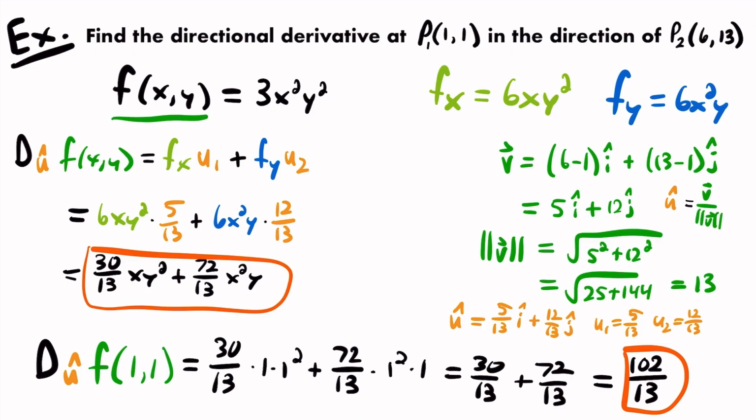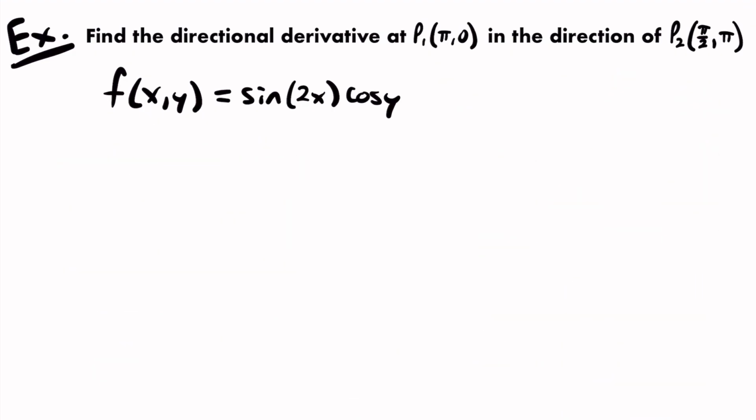Okay, let's take a look at one more example for this video. All right, so for our final example, we want to find the directional derivative at point P1 with coordinates of pi, 0 in the direction of point P2 with coordinates of pi divided by 2, pi. And we're given the multivariable function f of x, y is equal to sine of 2x times cosine y.